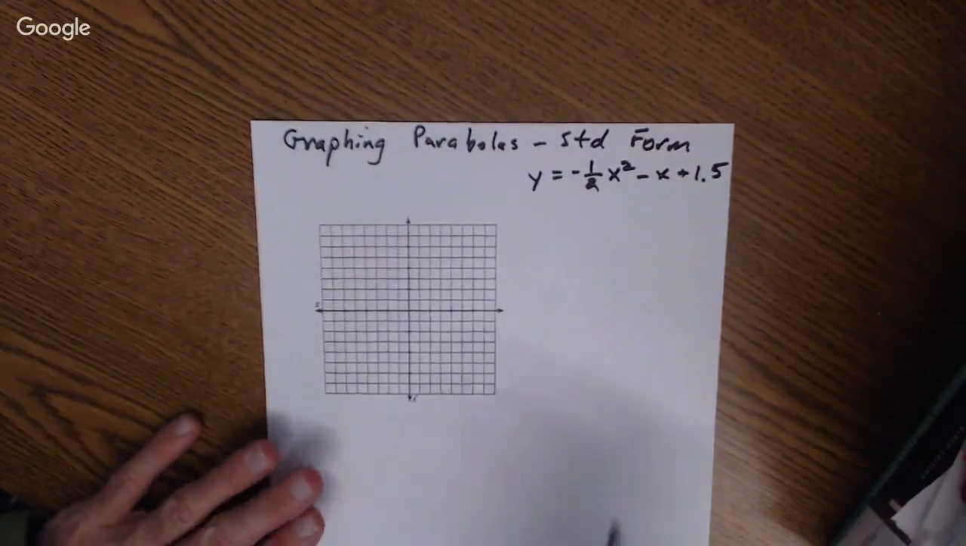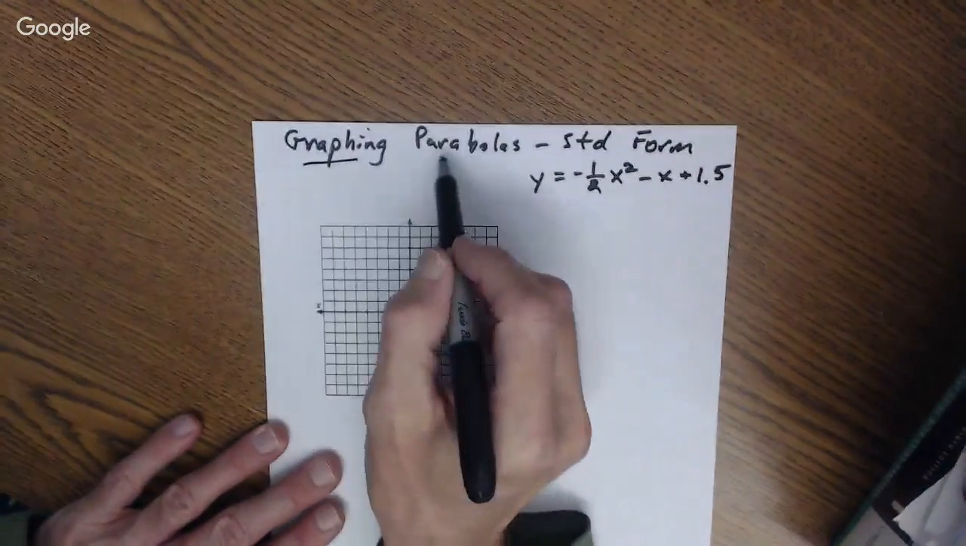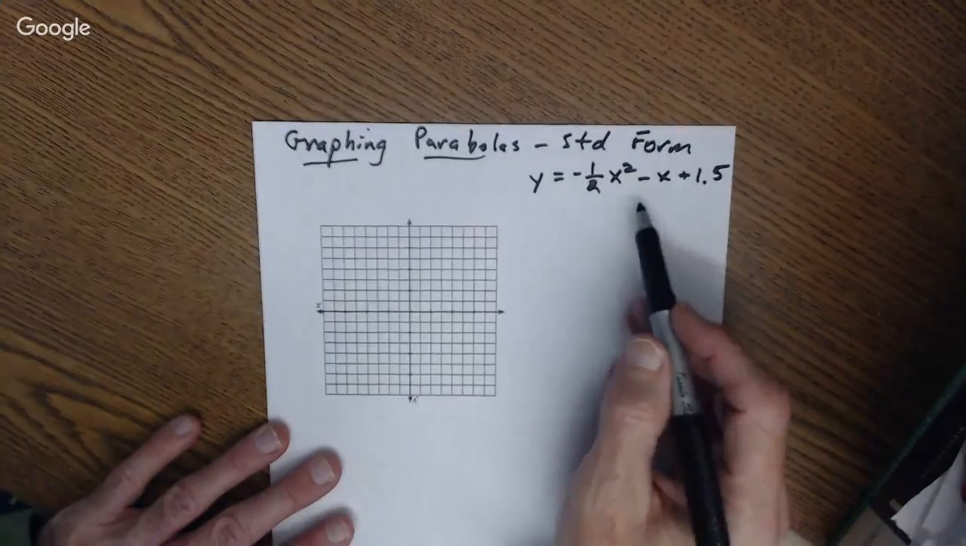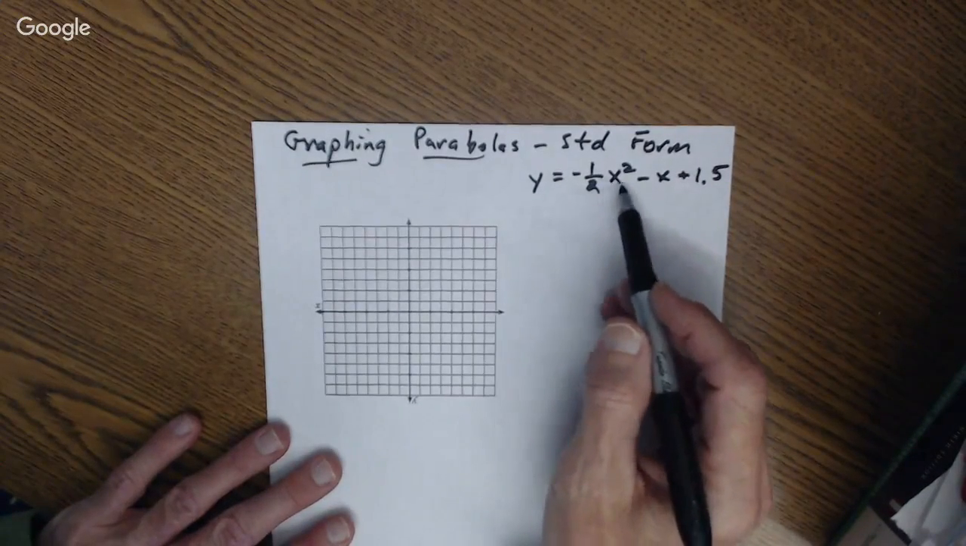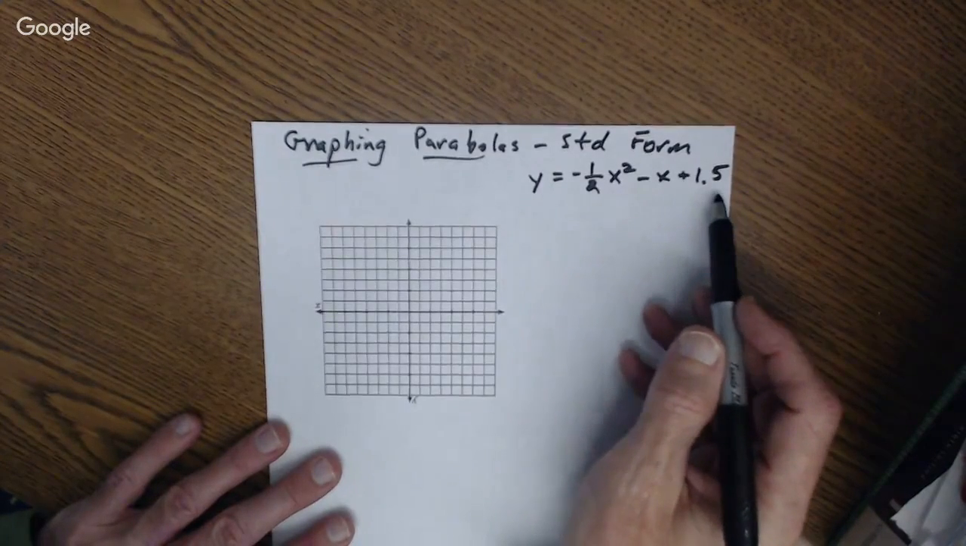All right, let's do a review here of how you graph parabolas when they're in standard form like this. So here's negative a half times x squared minus x plus 1.5.